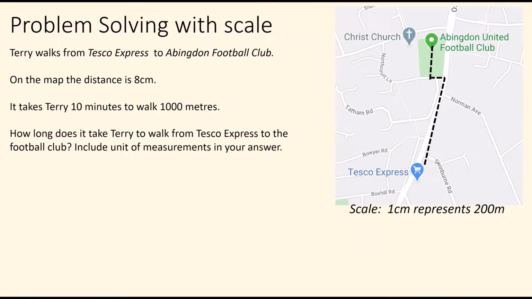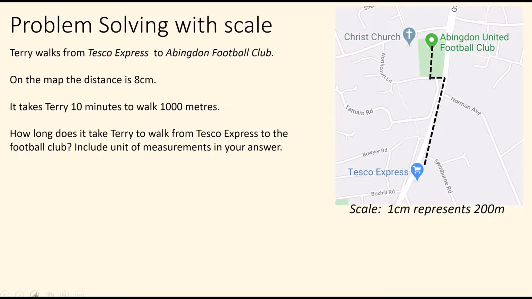Okay, this is the last one we're going to do. It's a bit of a pain, this one, sorry, but one like it is on the sample test, so I thought I'd better do one. Right, Terry walks from Tesco Express to Abingdon Football Club. So we've got a map on the right hand side. So he's starting at Tesco's.